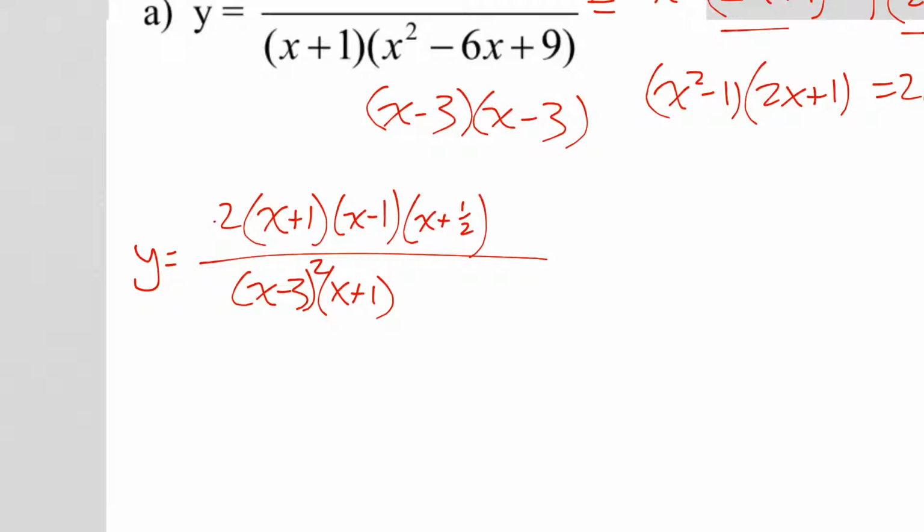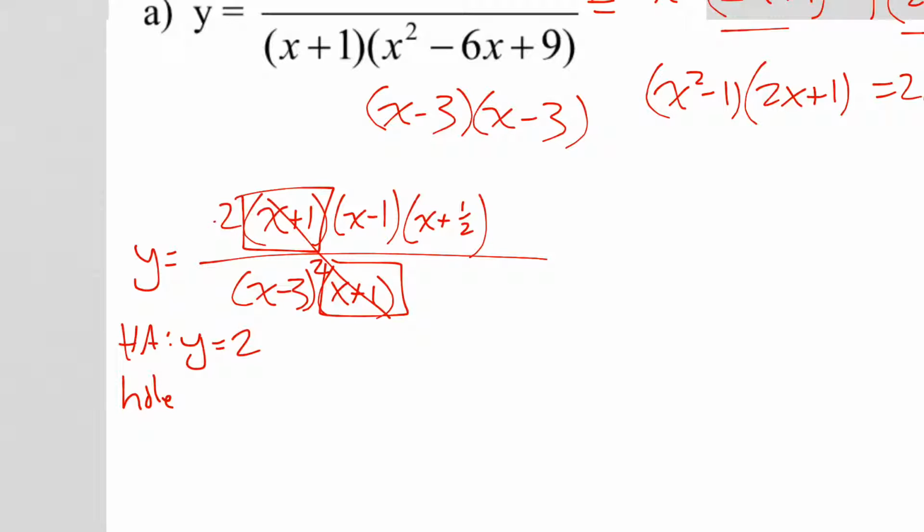Now what are we going to do? We're going to do a few things. We are going to notice that the degree of the top is 3 and the degree of the bottom is also 3, which means our horizontal asymptote will occur at our coefficient value, which is positive 2. So we have a horizontal asymptote at y equals 2. We have a hole coming from those factors right there. So we will have a hole when x is negative 1.